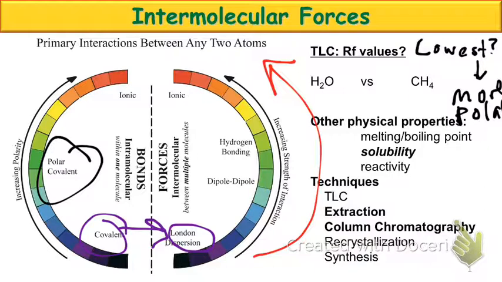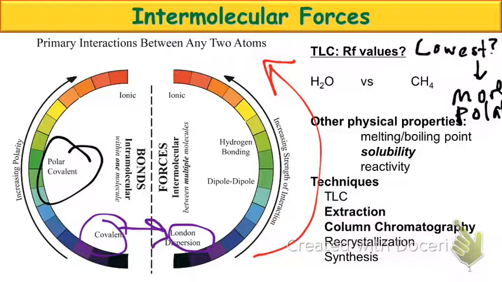We can go to CH4. What type of bond is between a carbon and a hydrogen? Covalent, non-polar. We needed a polar covalent bond. Water's going to have the lowest RF. So an application of those forces will determine what happens with our TLC.